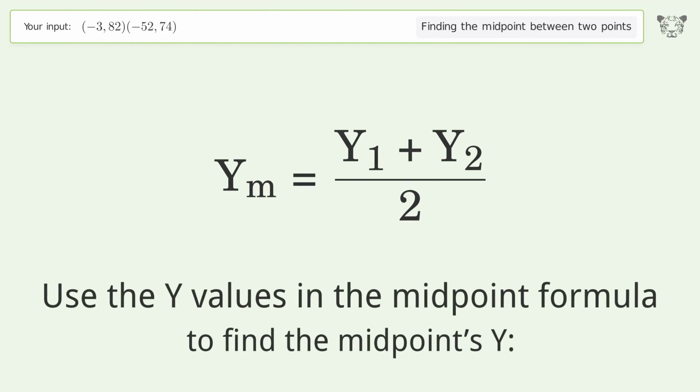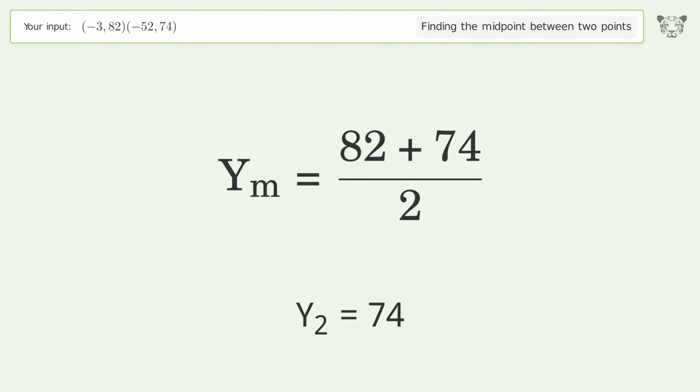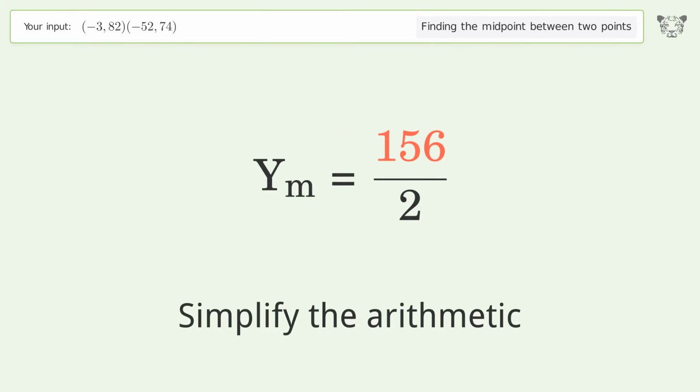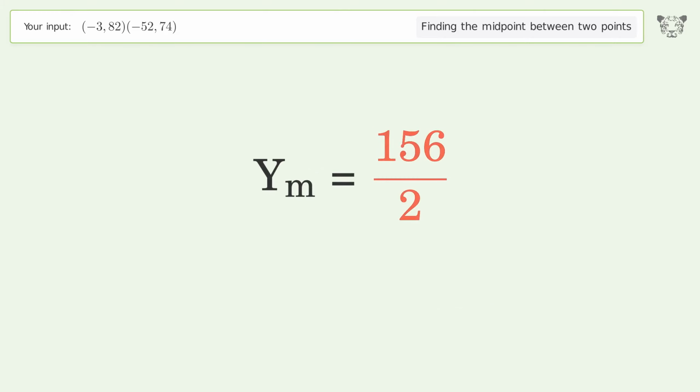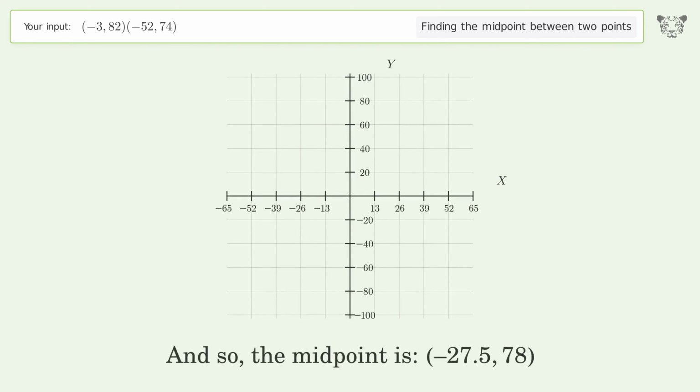Use the y values in the midpoint formula to find the midpoint's y. y1 equals 82. y2 equals 74. Simplify the arithmetic. And so, the midpoint is negative 27, 578.